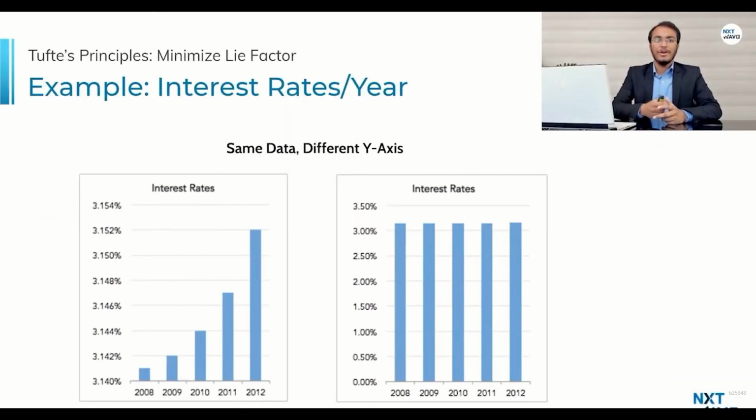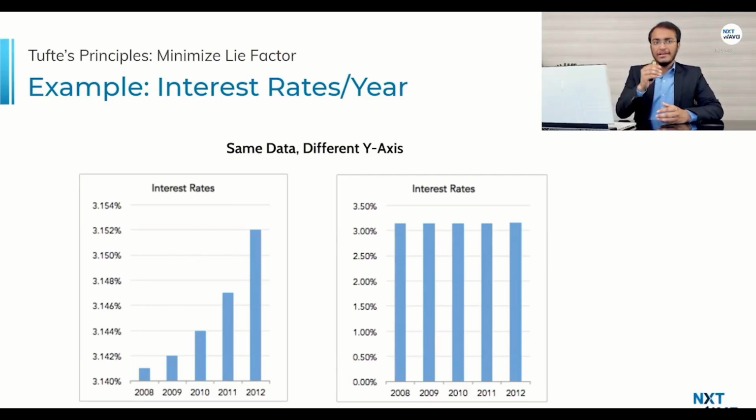So this is one of the examples. On the left graph, if you just look at the left graph, forget about the right side one for a moment, and on the first glance, what is the impression that you get? You can see that the graph is titled interest rates, and from 2008 to 2012 you can see there is an exponential growth in the interest rate. So that is the first impression that we get when we look at that graph. But is that true? No.